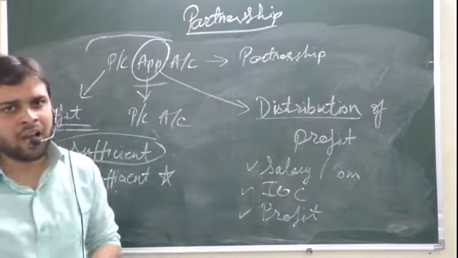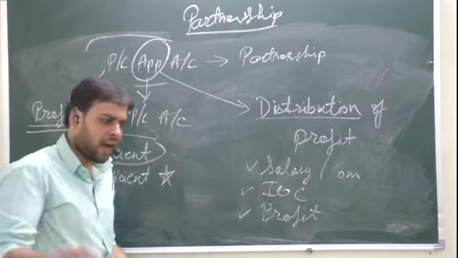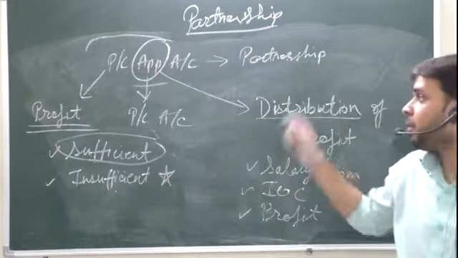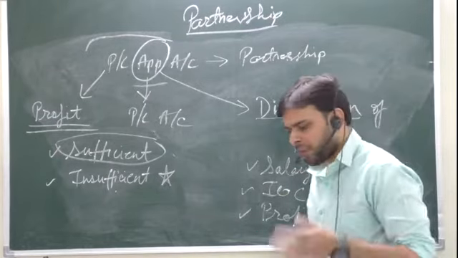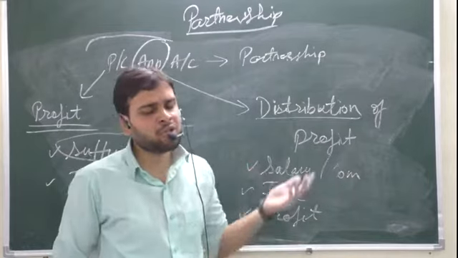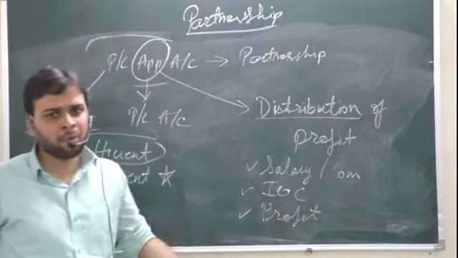So first we have gone through the journal entry, and later on we will prepare the ledger account for P&L appropriation. Before going through it, I am going to discuss 2 to 3 crucial points regarding P&L appropriation.